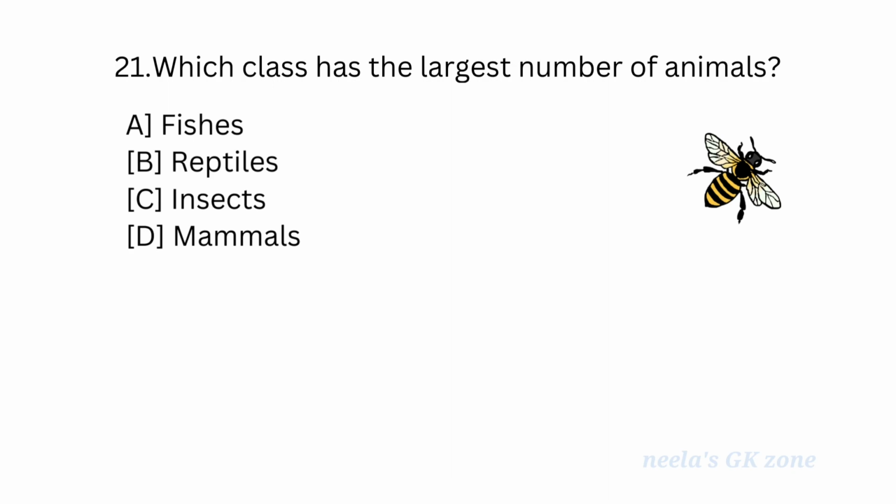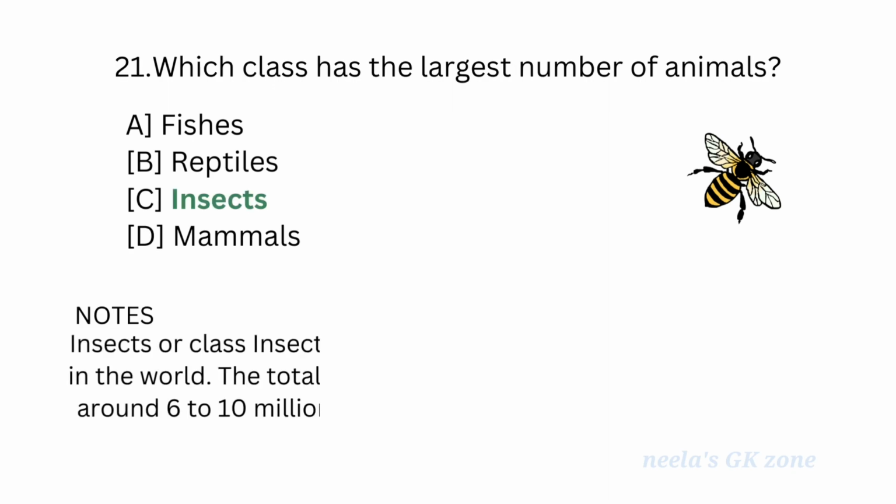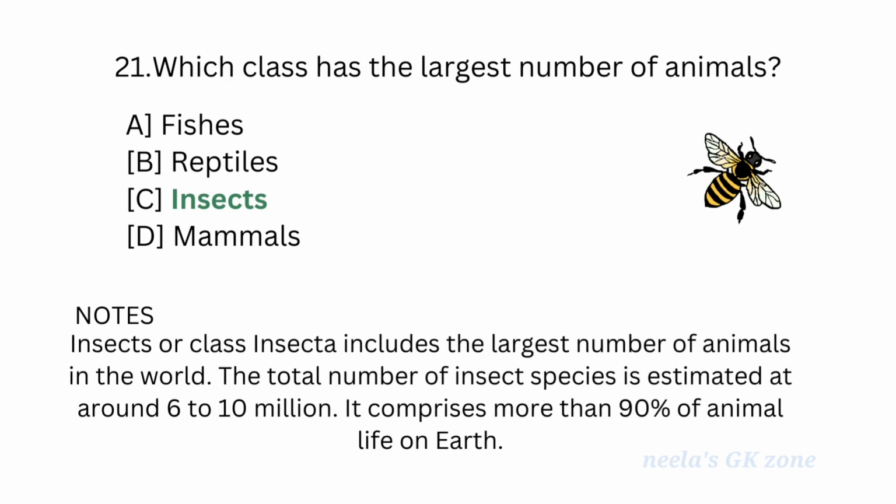Next question, which class has the largest number of animals? And the answer is insects. And the explanation is, insects or class Insecta includes a large number of animals in the world. The total number of insect species is estimated to be around 6 to 10 million. It comprises more than 90% of animals living on the earth.